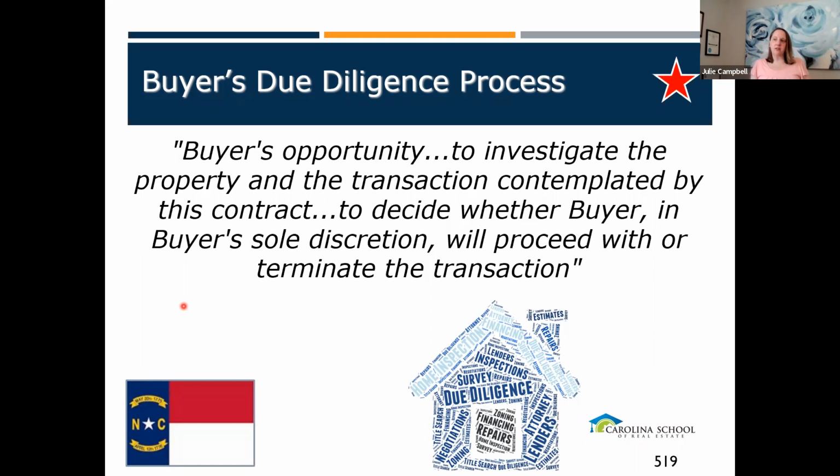The buyer has the ability to terminate at any time during due diligence for any reason or no reason at all. If they terminate within due diligence, the seller keeps the due diligence fee. That's what the buyer paid for. And the buyer gets their earnest money deposit back.